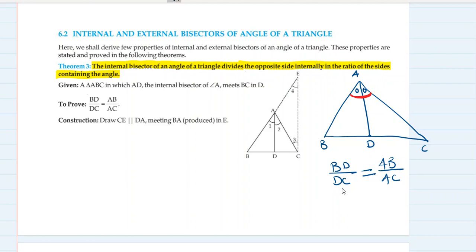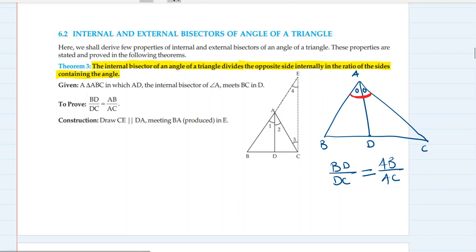So what are BD and DC? BD and DC are the parts of the opposite side which is cut by the angle bisector. And the ratio of BD and DC is equal to AB upon AC, which are the sides that contain the angle A. So BD upon DC is equal to AB upon AC. Great. We have to prove this.